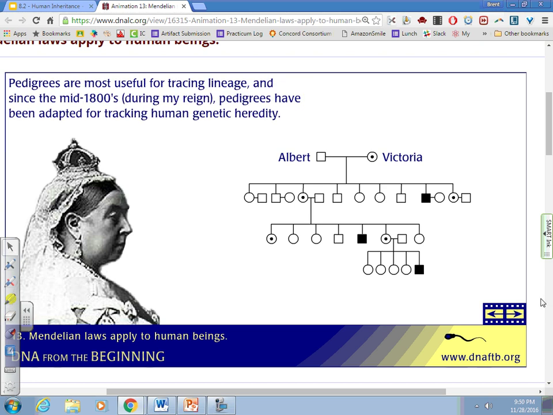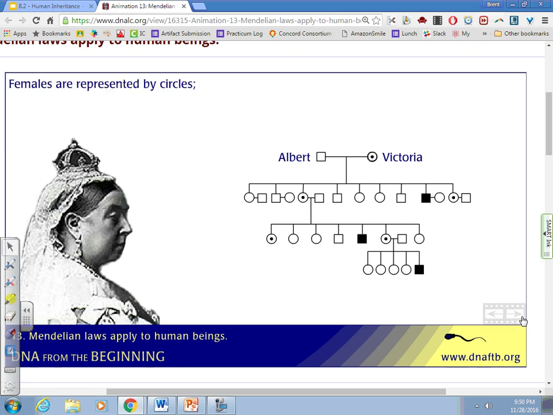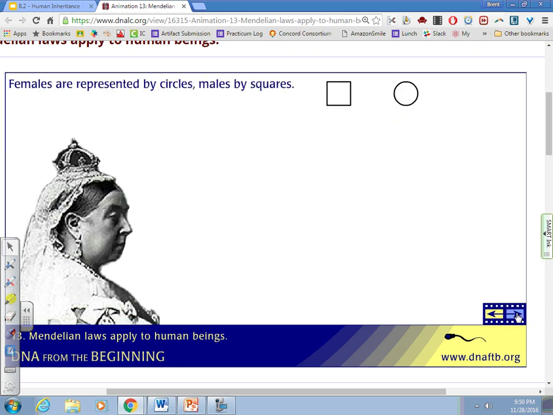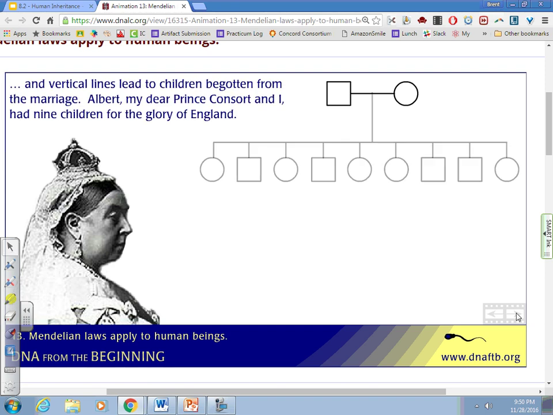Pedigrees are most useful for tracing lineage, and since the mid-1800s during my reign, pedigrees have been adapted for tracking human genetic heredity to find out what the heck is going on. Females are represented by circles, males by squares. A horizontal line connects those who reproduce. They might be married, they might not. And vertical lines lead to children begotten from the marriage.